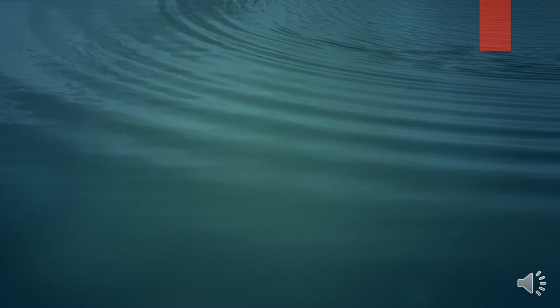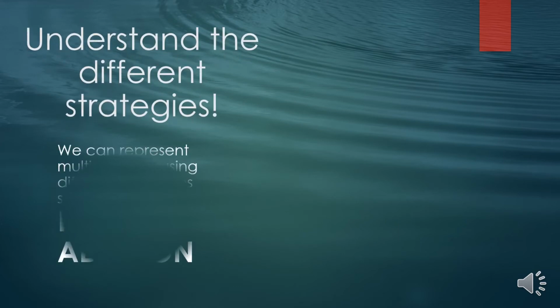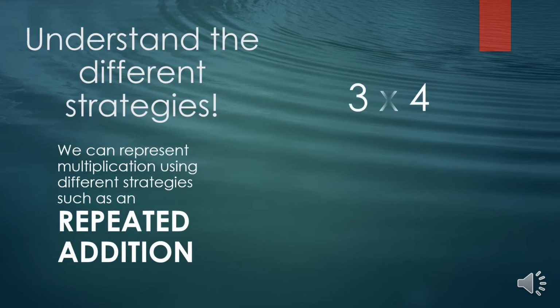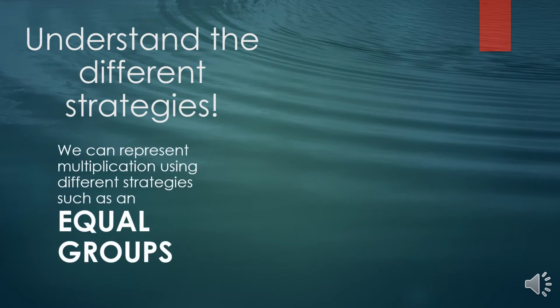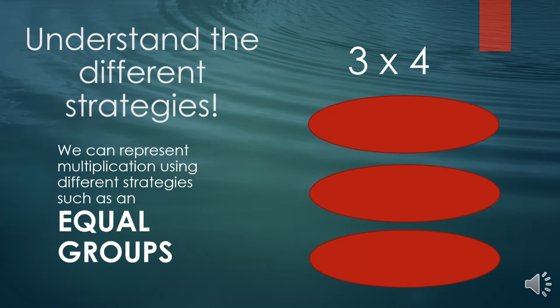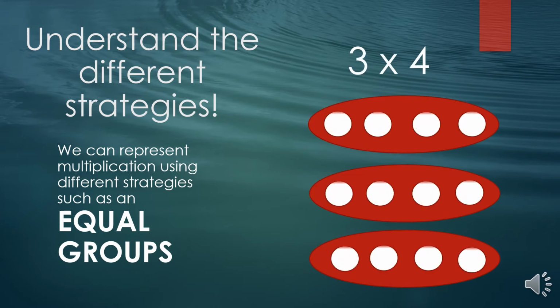Another strategy we use is repeated addition. Our equation is 3 times 4. It's telling us that 4 is going to be repeated 3 times, so my repeated addition is 4 plus 4 plus 4. Another strategy we use is equal groups. Here we have the multiplication problem of 3 times 4, where we are representing 3 groups and 4 in each group.